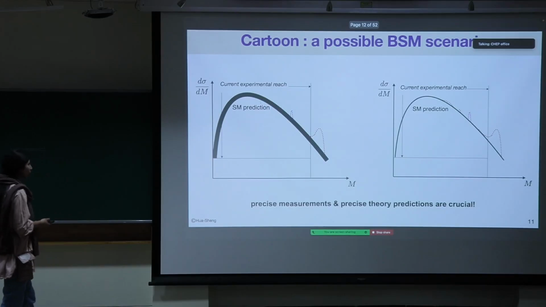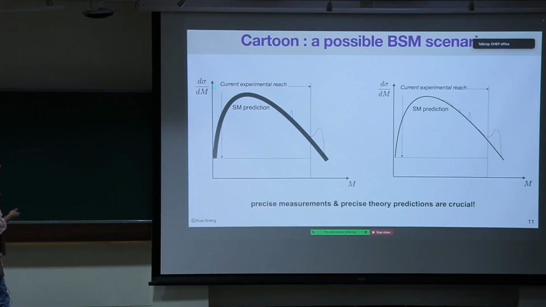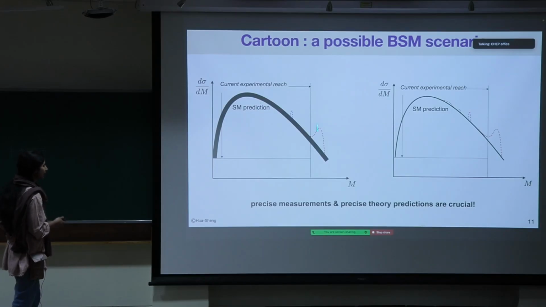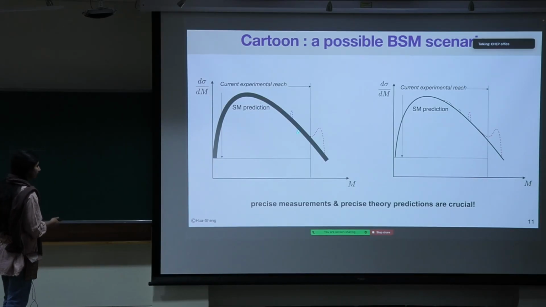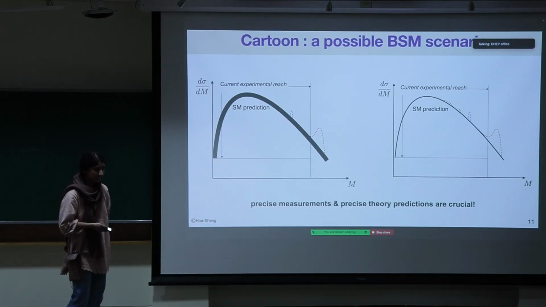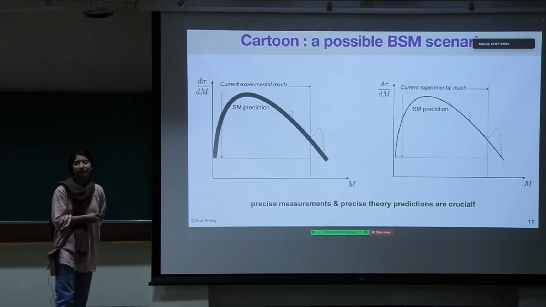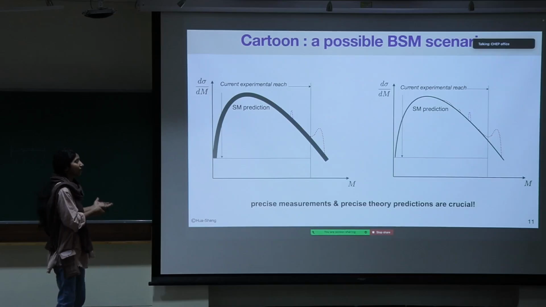Here, just to show, I have put a cartoon. It's really just a cartoon. So we have some observation, for example a differential distribution. From the current experimental reach, this is the area we see, and this is the standard model prediction. If we don't see any kind of direct evidence, the reason could be that such new physics effects are beyond our experimental reach, which we cannot really detect right now.